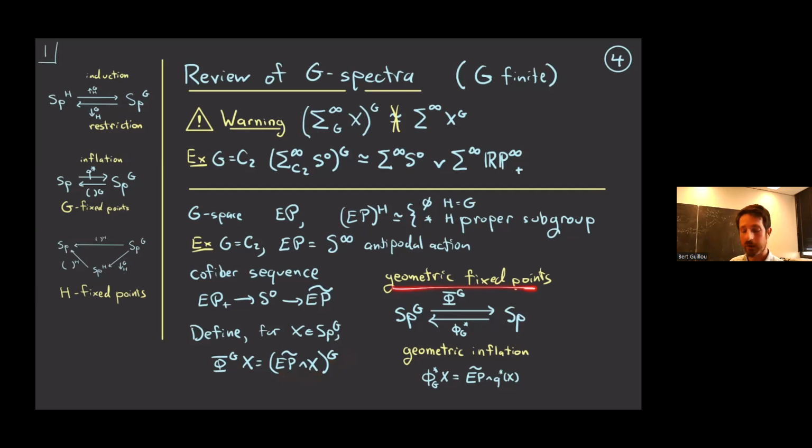This is what's called the geometric fixed points. It goes from G spectra to ordinary spectra. And there is a map back in the other direction. It turns out to be the right adjoint of geometric fixed points.